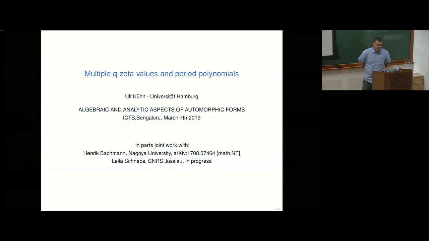You see, the formulas may become quite involved, and in particular we also see that it is deeply related to modular forms. Part of it is joint work with Henrik Bachmann, and for the later part, it is work in progress with Leila Schneps. Okay, let's begin.